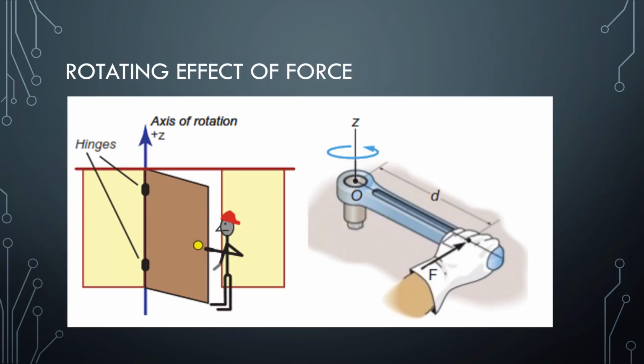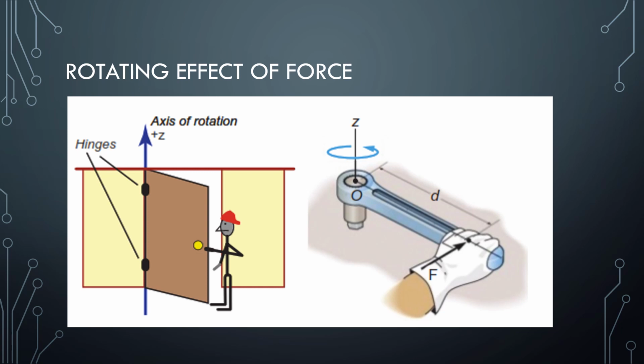Rotating effect of force. Have you observed the position of the handle in a door? It is always placed at the edge of the door and not at some other place. Why? Have you tried to push a door by placing your hand closer to the fixed edge? What do you observe? The door can easily open or close when you apply the force at a point far away from the fixed edge.